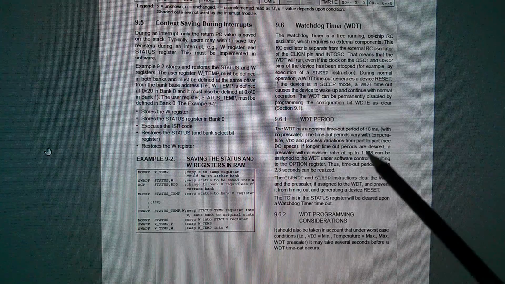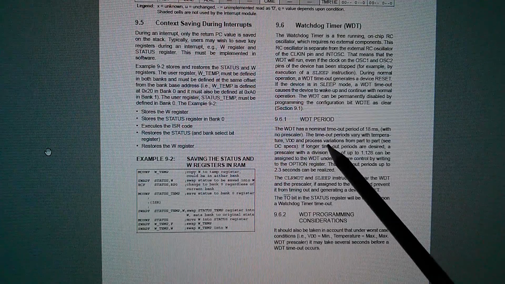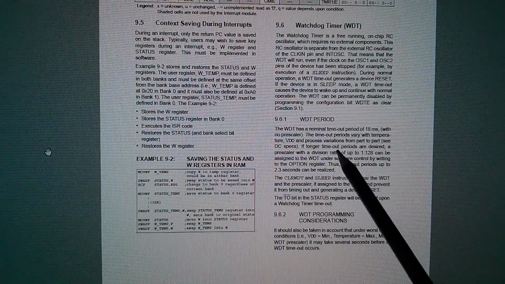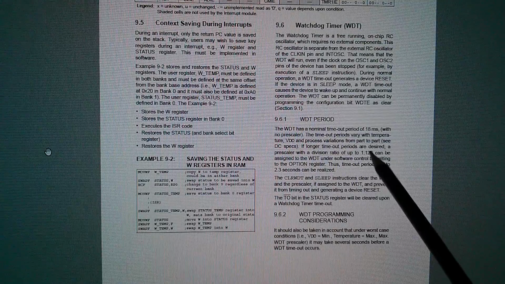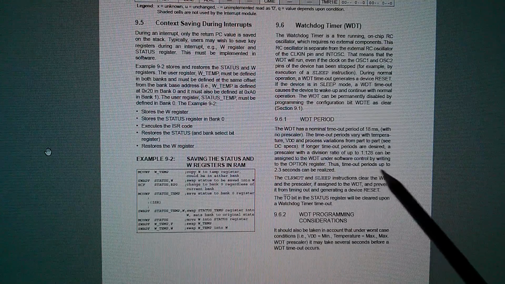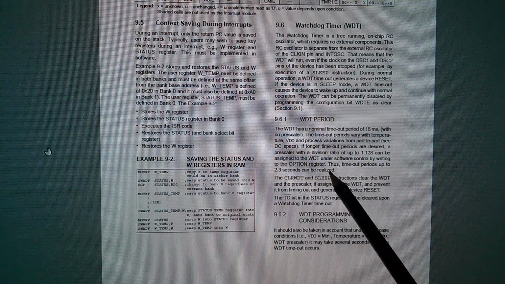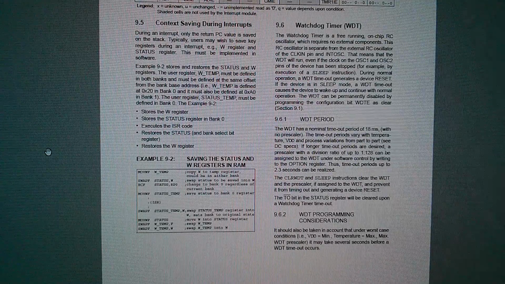Now, interestingly, the defaults for the watchdog timer is that it is enabled and the prescaler is also switched on at 1 to 128. And that means timeout periods up to 2.3 seconds can be realized, and they are by default.